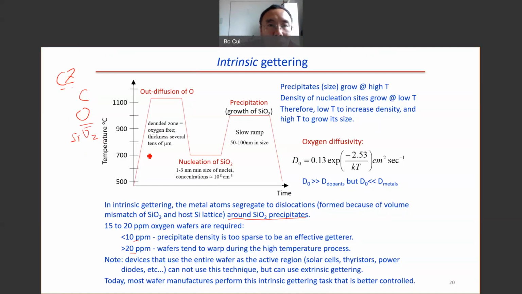Then we do this high temperature process to grow 50 to 100 nanometer size silicon dioxide, silicon oxide nanoparticles. Around the silicon oxide nanoparticles, there will be a lot of dislocations. Now the metal atoms will go to the dislocations because of the volume mismatch between the silicon oxide and silicon. So the metal will go to the defect around silicon oxide nanoparticles.